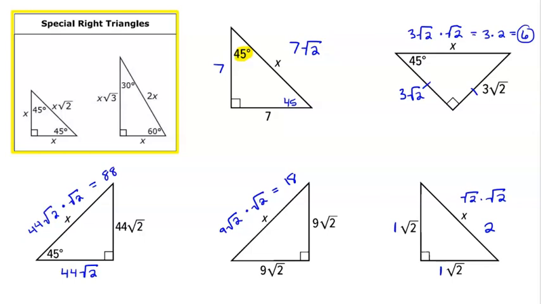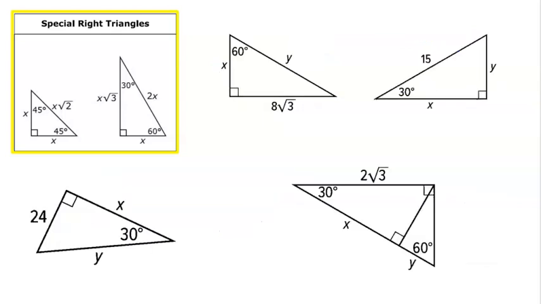And so you can remind yourself of that pattern there to make it easier, and you won't even have to worry about radicals for these types of triangles. So now let's get into the 30, 60, 90 triangles.